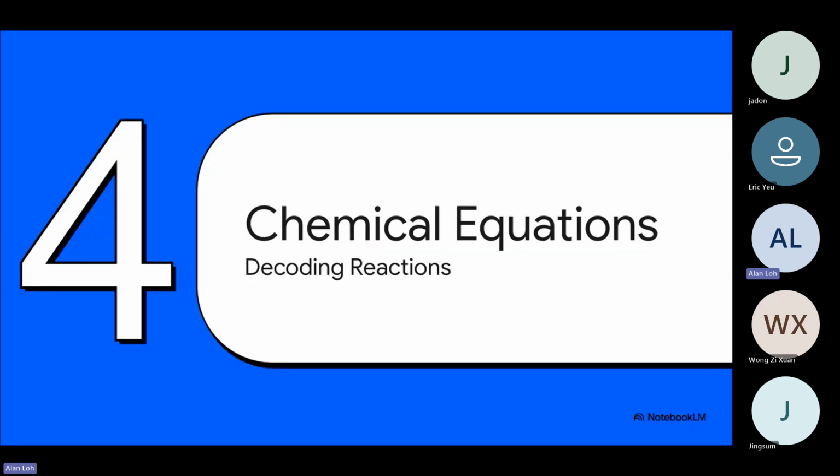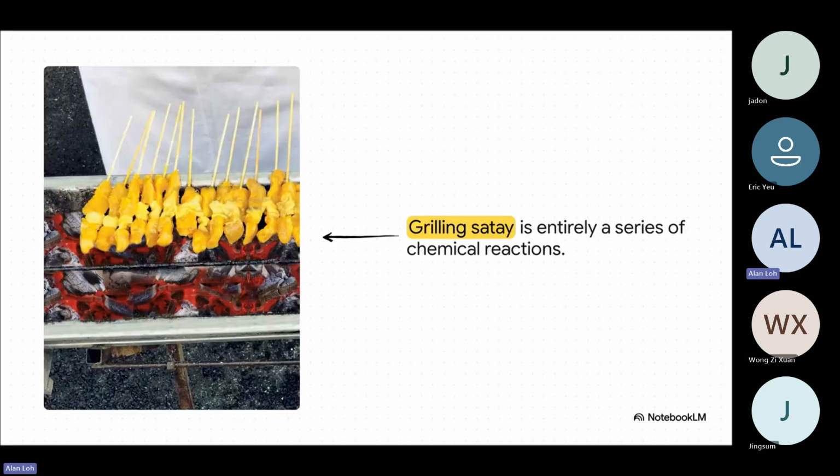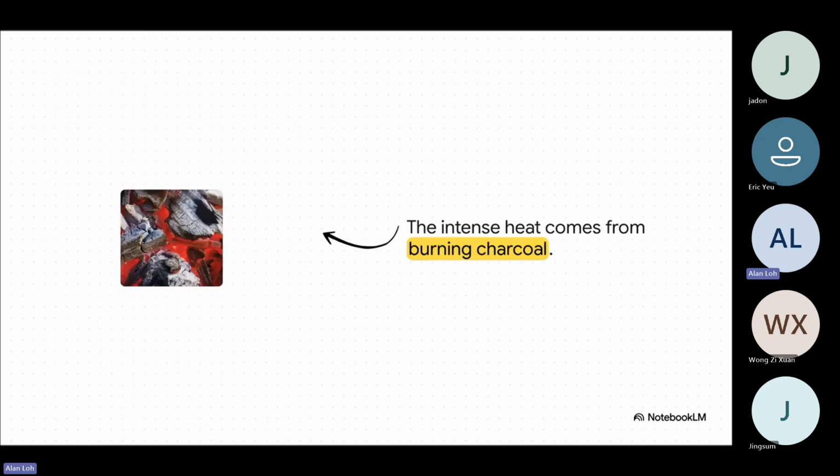Section 4, decoding chemical equations. Okay, so we figured out how to weigh atoms, how to count them in moles, and how to write their precise formulas. Now we're going to take everything we've learned and put it into motion. Think about grilling delicious satay, a favorite food among Malaysians, featuring spiced meat skewered on bamboo and grilled. Cooking this dish isn't just culinary art, it is entirely a massive series of complex chemical reactions happening right before your eyes. And this brilliantly illustrates our core concept.